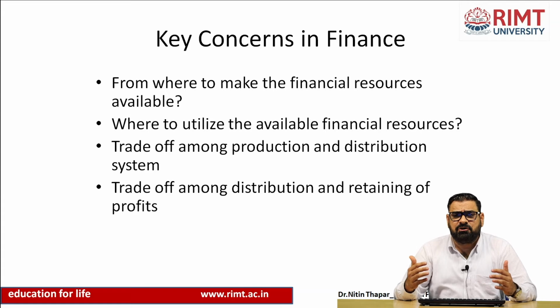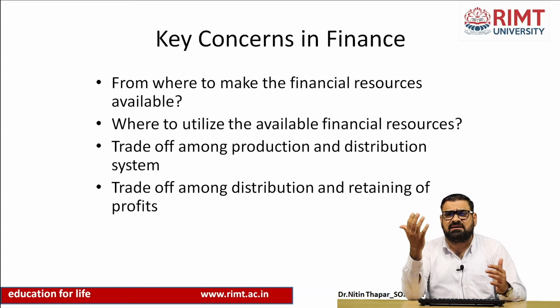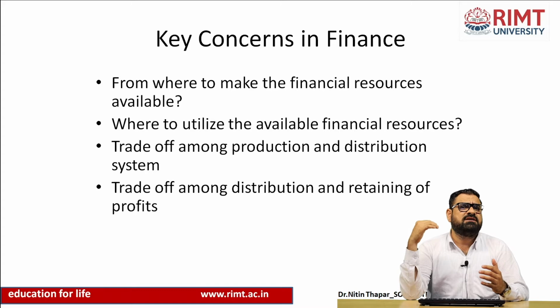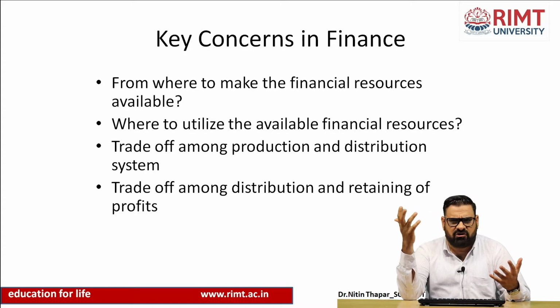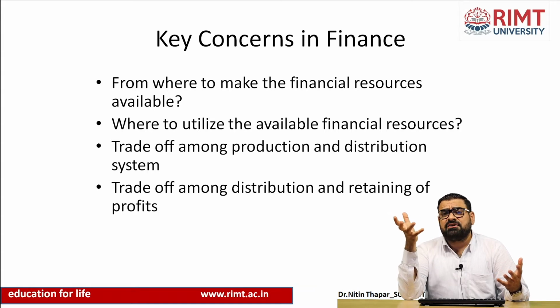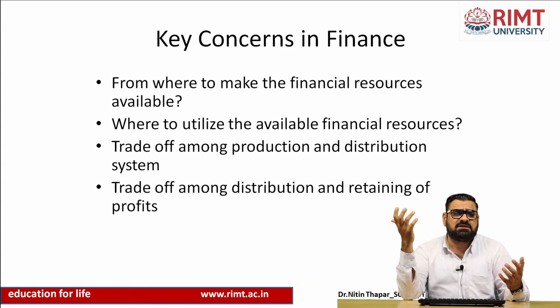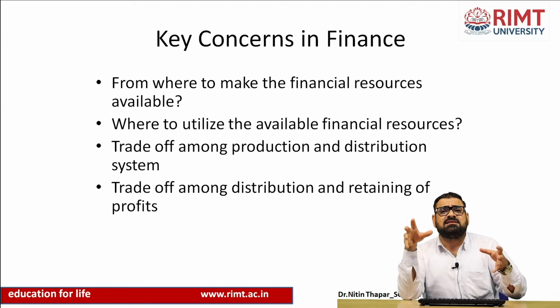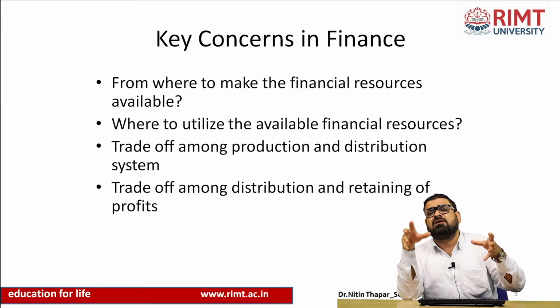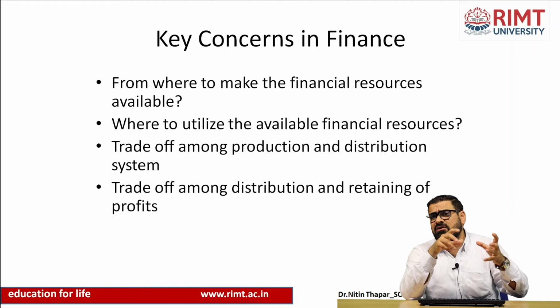Because when we are producing something, we have to distribute that among the customers, whether directly to the customers or through the distributors or retailers or wholesalers, as per the model we are following. So we have to do that. So we need a proper trade-off between the production and distribution system, so that there is no lag in delivery of our goods, as well as no excess cost of stock lying with us.